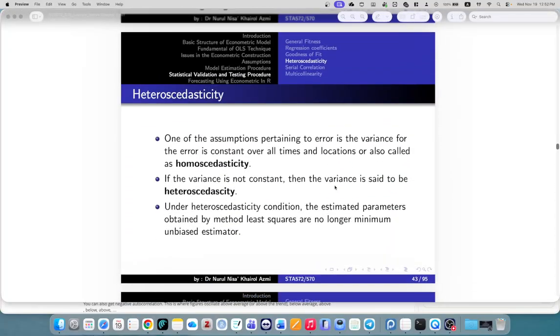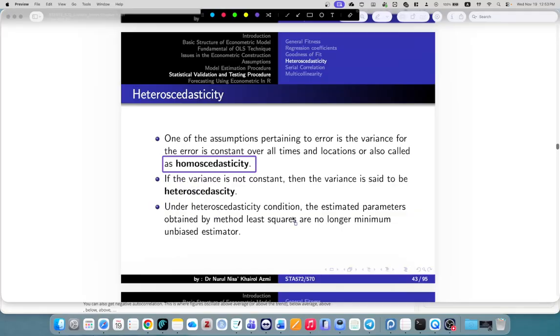Next is heteroscedasticity. One of the assumptions pertaining to the error term is that we have to make sure our error term remains constant over time. So what we want our model to have is this characteristic. How do we know whether the variance of our error term is homoscedasticity or heteroscedasticity? Homo here means constant, hetero here means different.